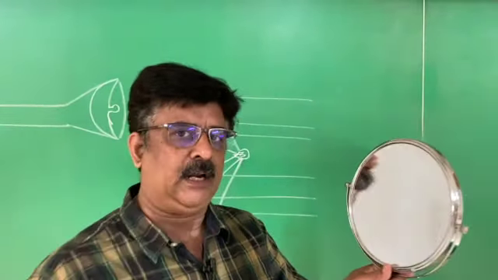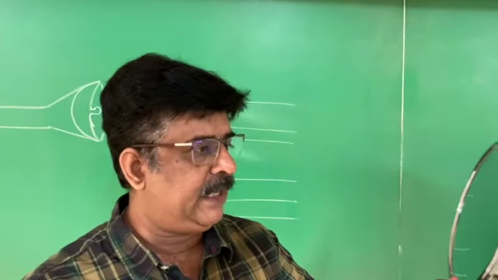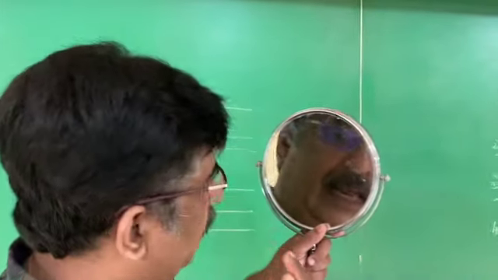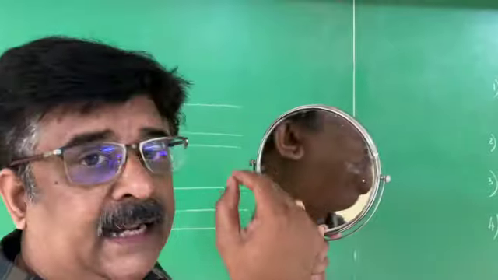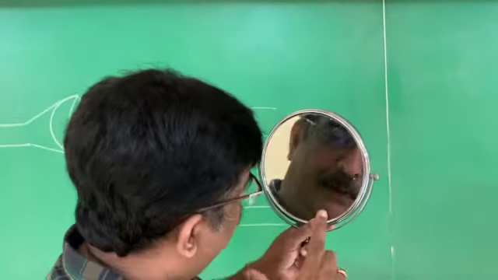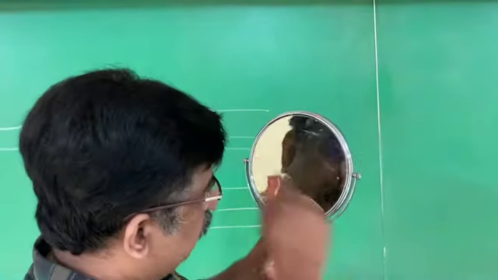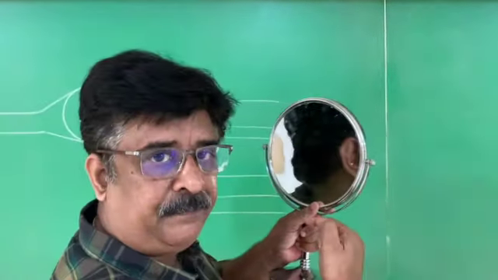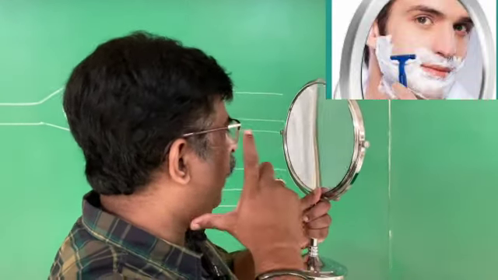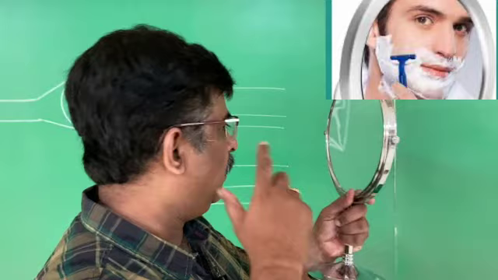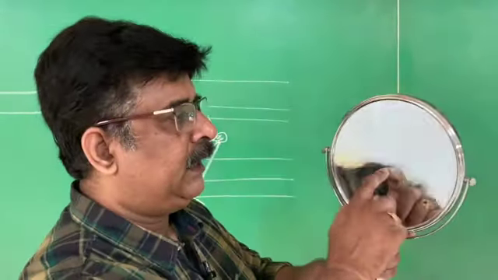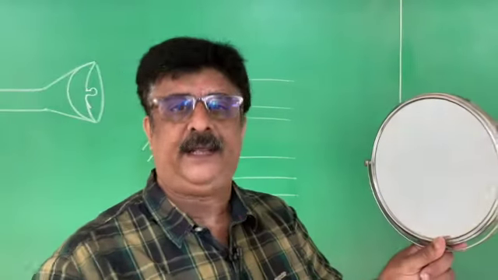In the case of a concave mirror, what happens? When we keep the object very close, between P and F, that is, the pole of the mirror and the principal focus, we get an enlarged, virtual, erect image. Therefore, in the shaving mirror, we can see our face as a bigger, wider image. It is easy to shave. Therefore, shaving mirrors are concave mirrors.